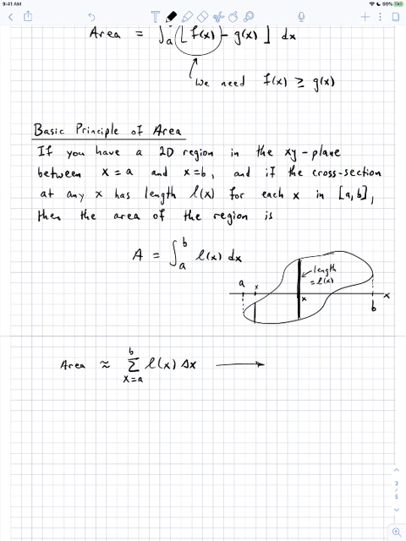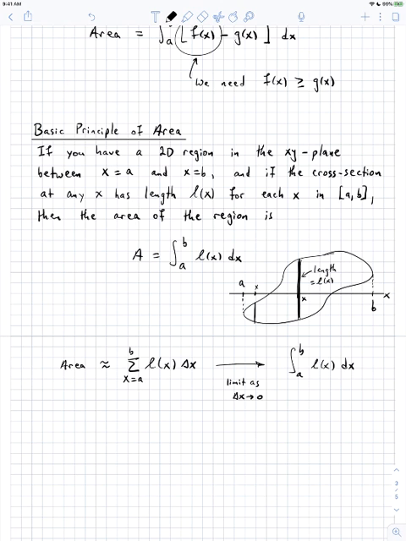And then you compute the limit as delta x goes to 0, and this becomes a definite integral. The smallest x is a, the largest x is b, and you're integrating L of x, and then the delta x becomes a dx. So this is a basic principle of area which is really at play here.